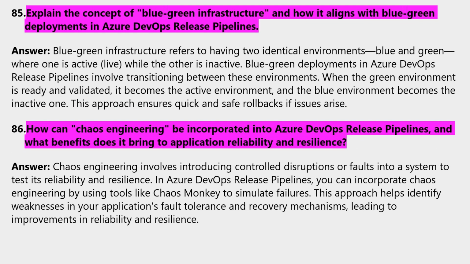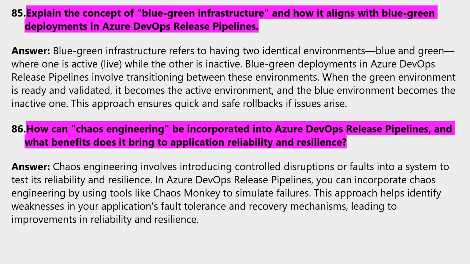Explain the concept of blue-green infrastructure and how it aligns with blue-green deployments in Azure DevOps release pipelines. Answer: blue-green infrastructure refers to having two identical environments, blue and green, where one is active, live, while the other is inactive. Blue-green deployments in Azure DevOps release pipelines involve transitioning between these environments. When the green environment is ready and validated, it becomes the active environment, and the blue environment becomes the inactive one. This approach ensures quick and safe rollbacks if issues arise.